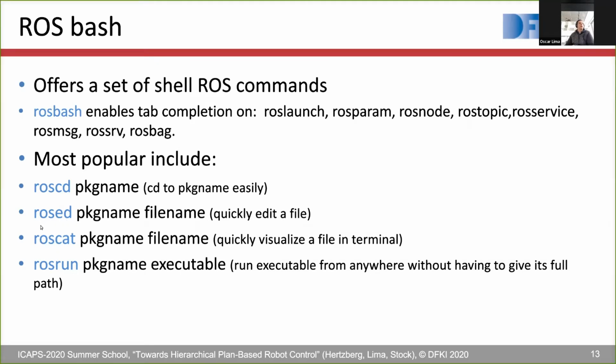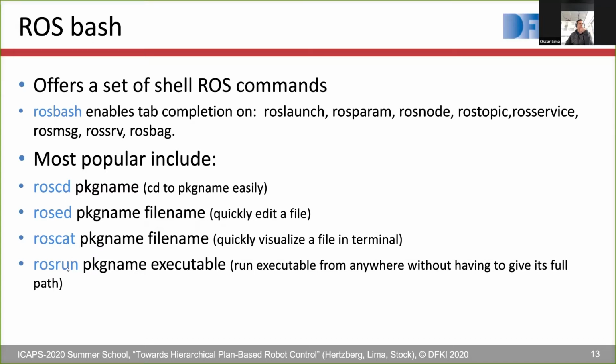Another tool is ROSED, package name, file name. If you want to quickly edit a file, a launch file, a Python file, or a C++ file, any type of file, you can just do ROSED, the name of your package and the name of the file that you want to edit, and then it will pop out in your favorite text editor. So this is to quickly edit a file. ROSCAT is similar to ROSED, but instead of editing the file, you will just print it on the console, on the terminal. And then finally, there are many more commands from ROSBash.